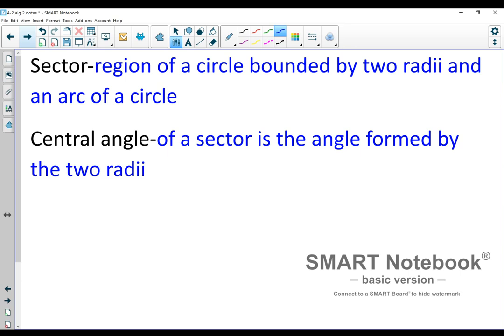A sector is a region of a circle bounded by two radii and an arc of a circle. So for example, here's a radius, here's a radius. This could be a sector. The central angle of a sector is the angle formed by the two radii. So this would be that central angle in that case. The sector is the whole region, and the central angle is just around the center of that circle where your two radii are formed.